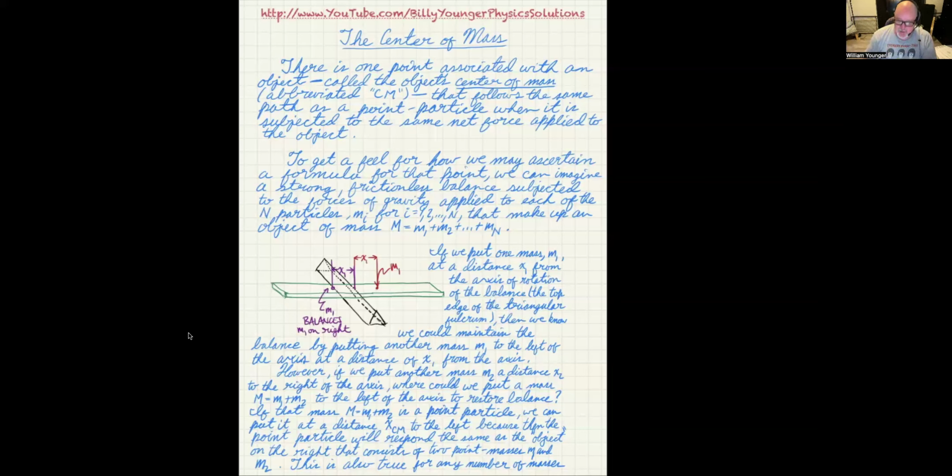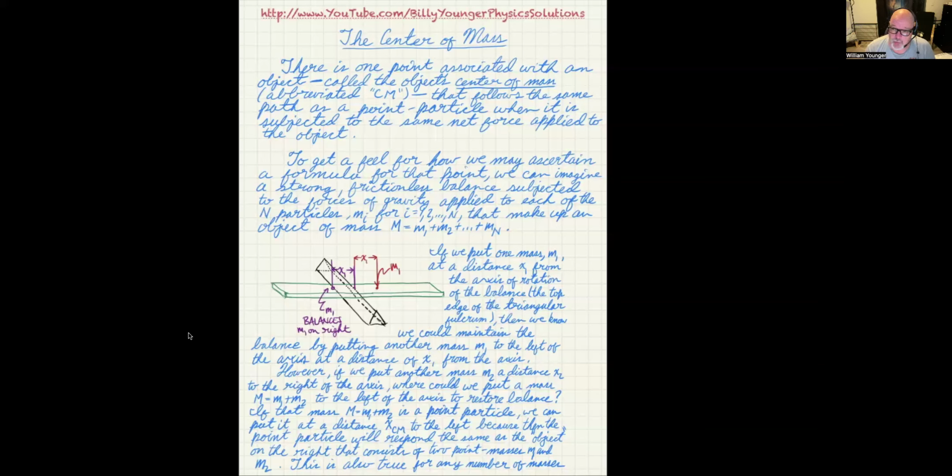But now, what if we tried to put a mass M1 at a distance x1, and then a mass M2 at a distance x2? If we did that, we could, in principle, put a mass M1 to the left at a distance x1, and then put a mass M2 at a distance x2 to the left. That would balance it, but it wouldn't help us here.